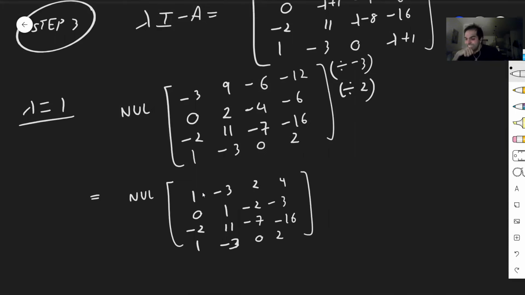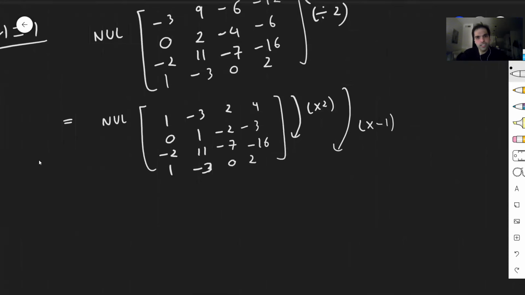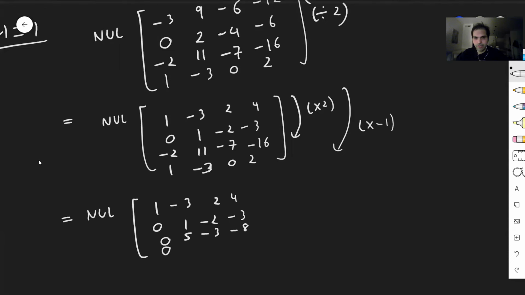And yeah, you expect something easy, but unfortunately, all those eigenspaces will be one-dimensional. So very annoying systems to solve. For instance, here we can multiply by 2, and here we can multiply by minus 1. And we get the null space of 1, minus 3, 2, 4; 0, 1, minus 2, minus 3; and then let's see, 0, 5, minus 3, minus 8; and then 0, 0, minus 3, 2. Oh, no, minus 2, 2, I believe. Yep, 2, 2.